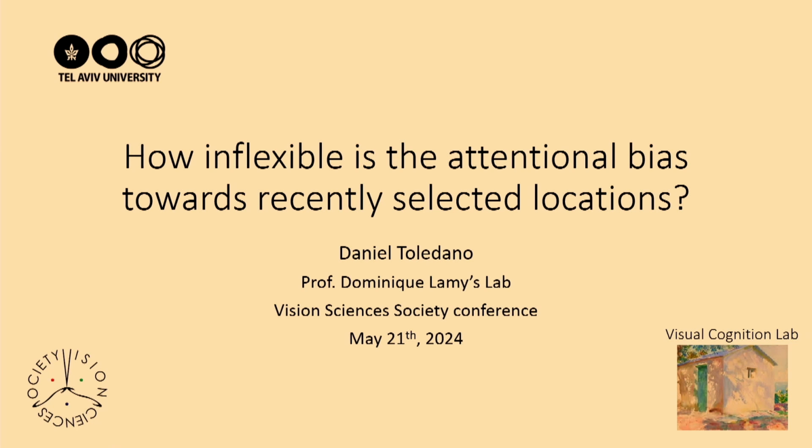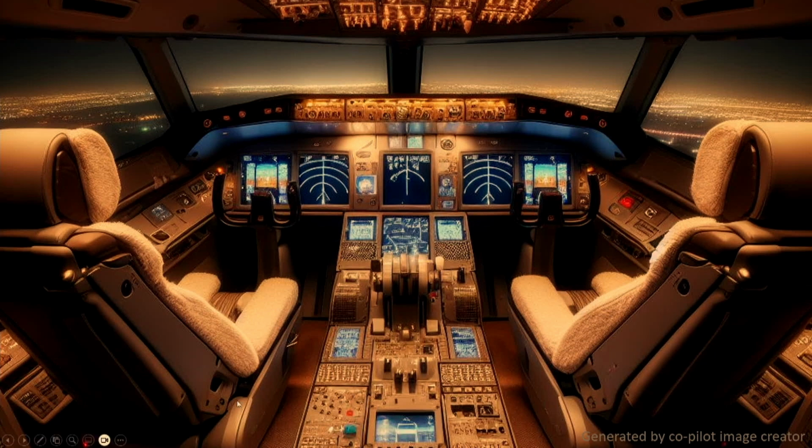Today I'm going to talk about the flexibility of selection history. Let's start with an example. Imagine that you are a pilot in this cockpit. An unexpected beep might attract your attention, or you might choose to attend to your co-pilot who asked you a question. But also, if you attend to the altitude meter, it will be easy to return your attention to it in the next few seconds.